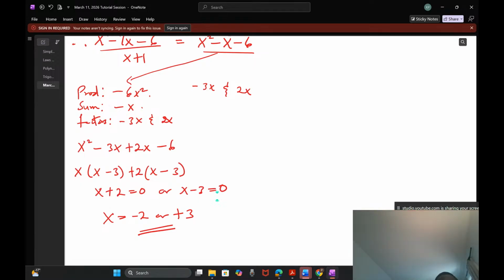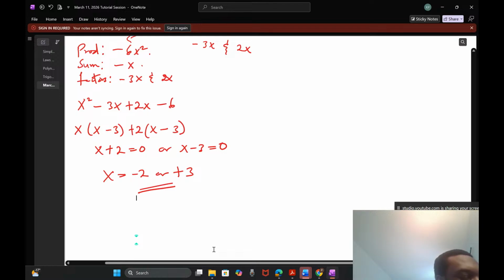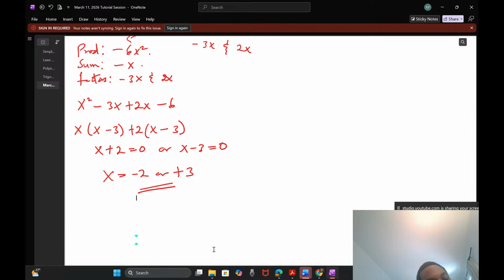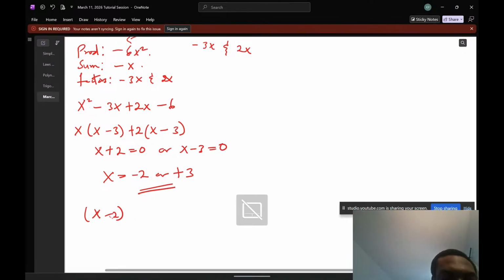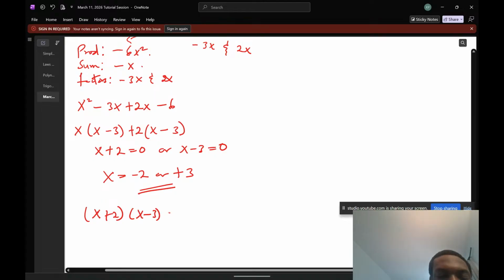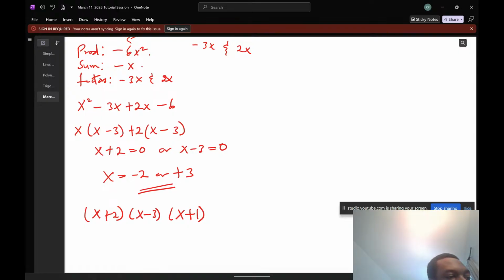Okay. So therefore, we can say that the factors. Sorry, I forgot that I'm not supposed to bring it out like this. So therefore, we can say the factors are x plus 2, x minus 3, and the number that was used to divide was x plus 1. That's the term that was used to divide, x plus 1. So the roots, therefore, we can say the roots are x is equal to minus 1, plus 3 and minus 2.